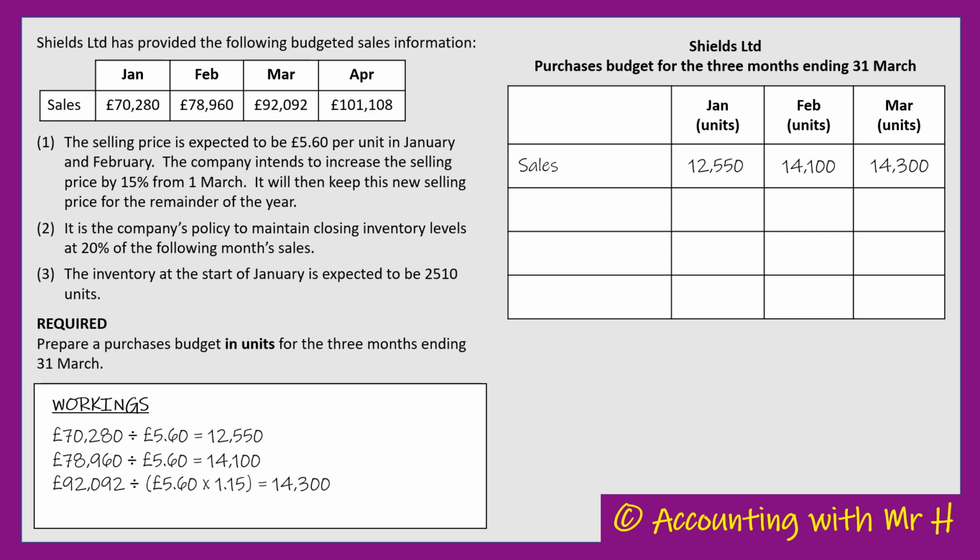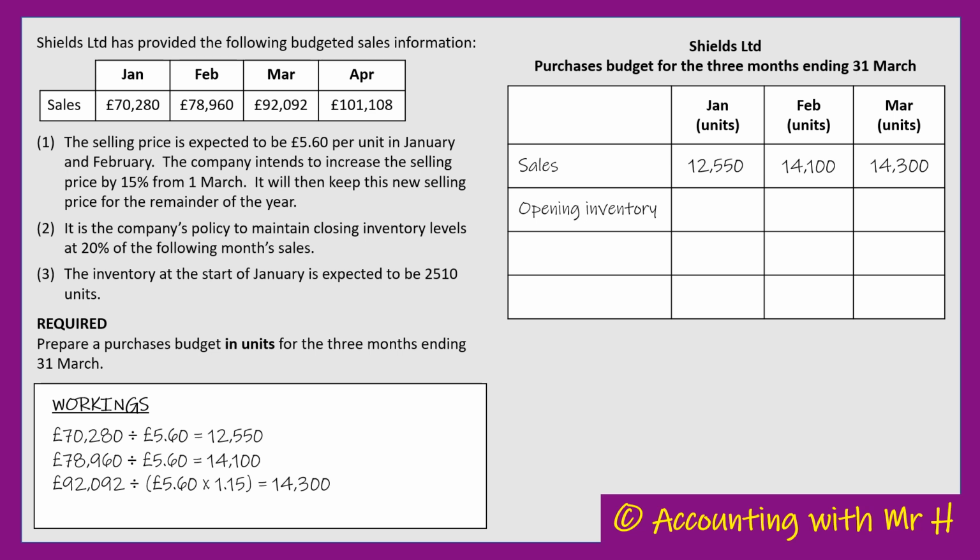And then the next couple of rows follows very similar to a production budget. I've got a video on production budgets, and you'll notice some similarity. So it starts with the opening inventory, because if I go to January then, they're expecting to sell 12,550 units.